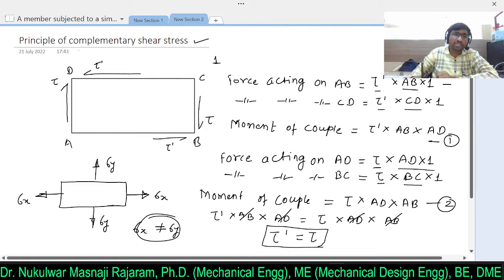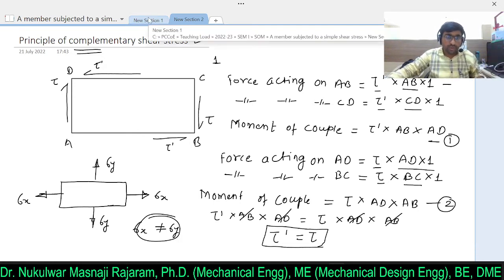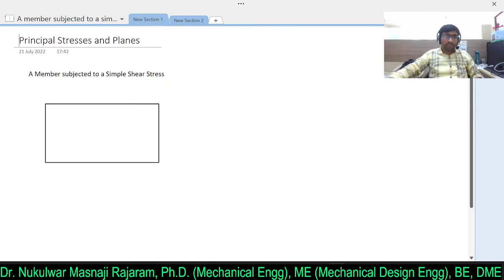It is because of the principle of complementary shear stress, and it is always towards the corner or away from the corner. If you show towards this corner B, then here we must consider towards corner D. Clear? And away from corner A, away from corner C. Clear? So this is the principle of complementary shear stress. Why have we explained this principle? Because here we are going to use the same principle.